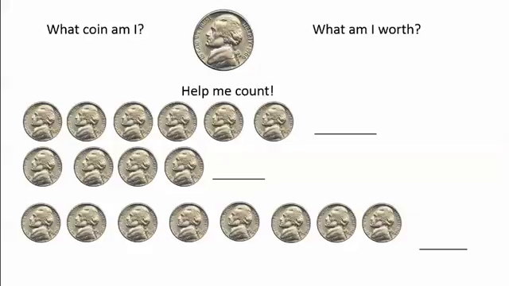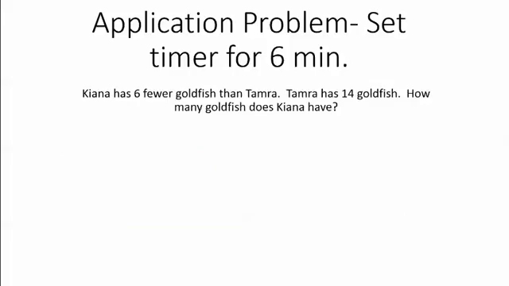And then when you get to the application problem, Kiana has 6 fewer goldfish than Tamara. Tamara has 14 goldfish. How many goldfish does Kiana have? The kids will have to realize, obviously, that this is a comparison problem, and they'll need to subtract. So they'll also need to subtract across a 10 because they're subtracting from 14.